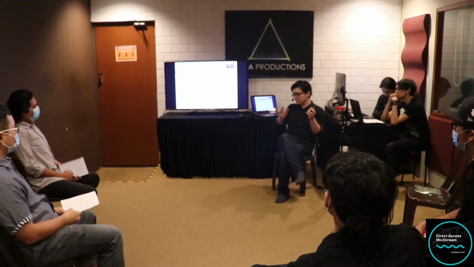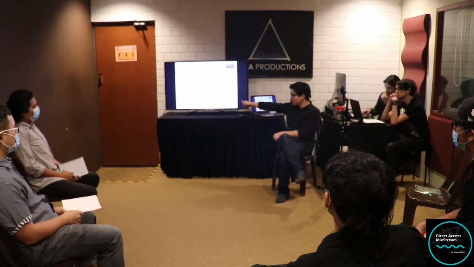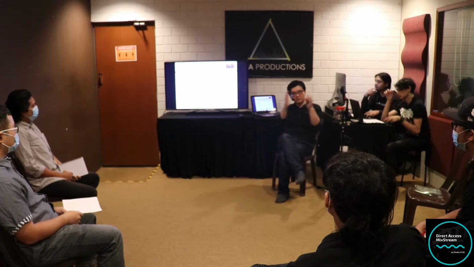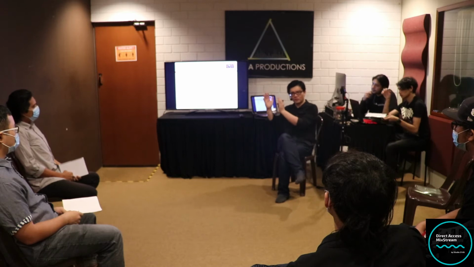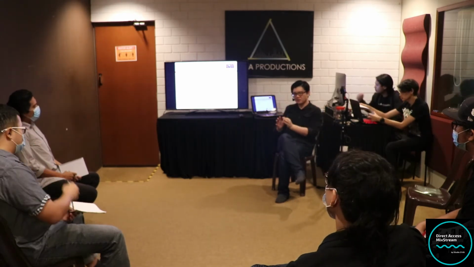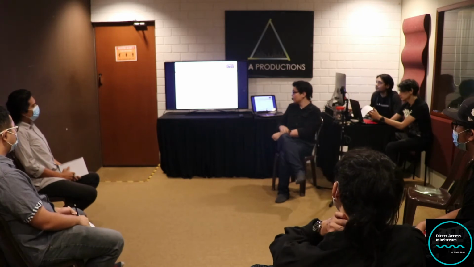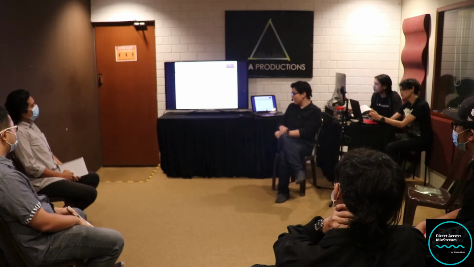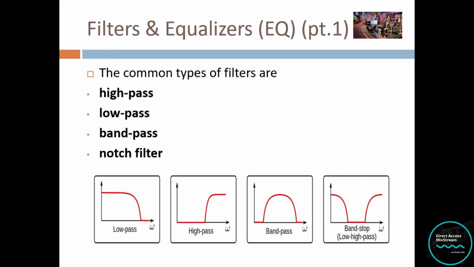So when you see it's a combination of a low pass and a high pass, you get a bandpass filter. So you can narrow it down to a certain specific range of frequencies that will only pass through. As you can guess, the fourth one is kind of the opposite. It's the inverse of the bandpass.